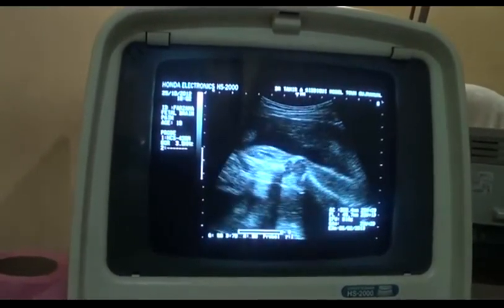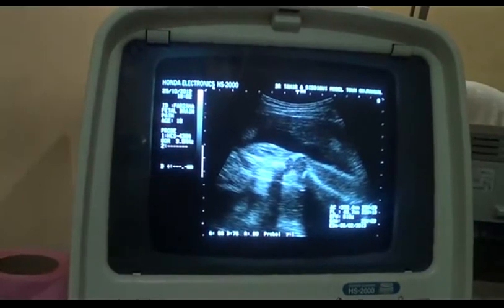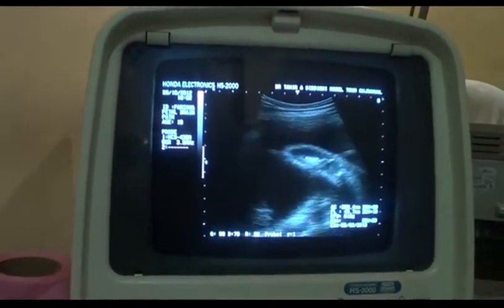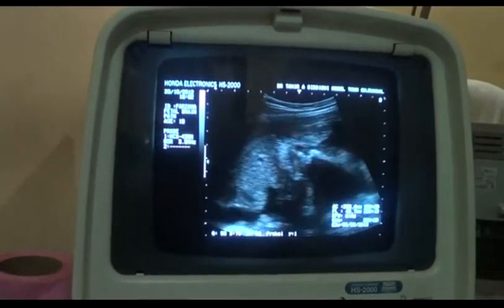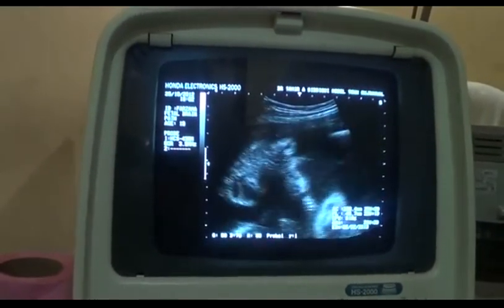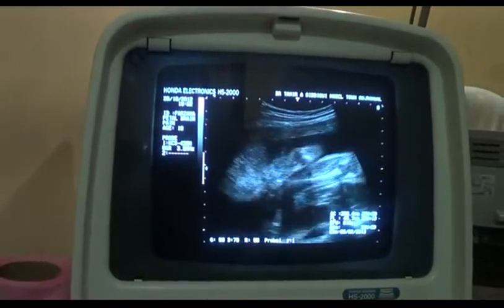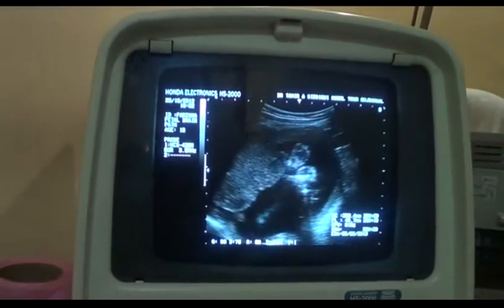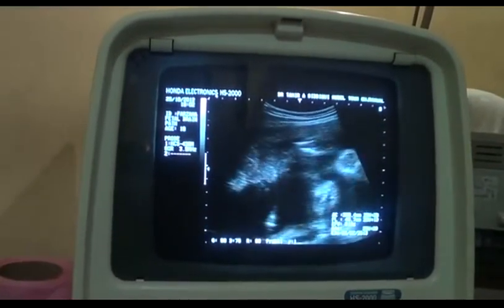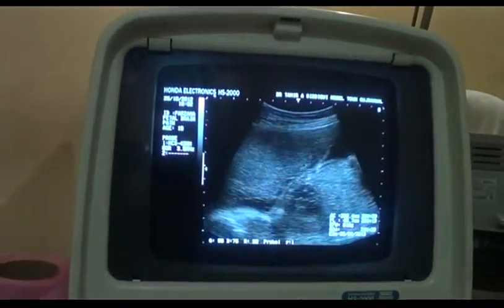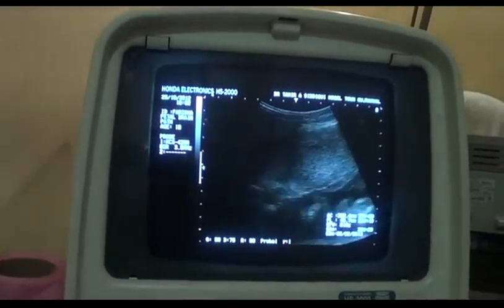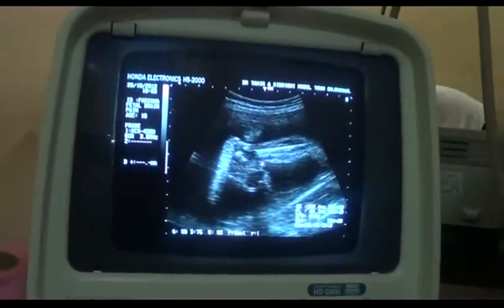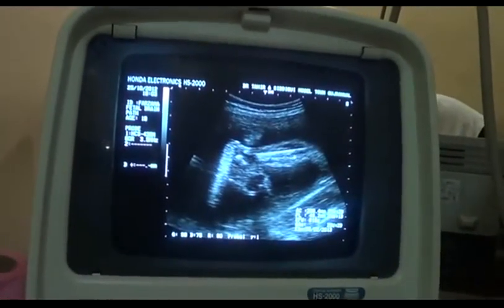This is the knee joint. This is the femur, the thigh, the foot, and you can see this is the foot of the patient. This is the foot of the patient, the tibia, the fibula.